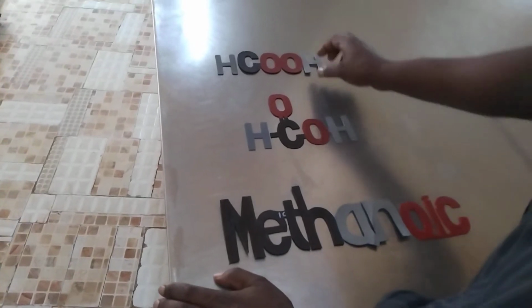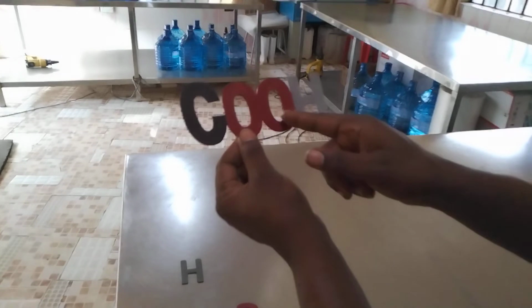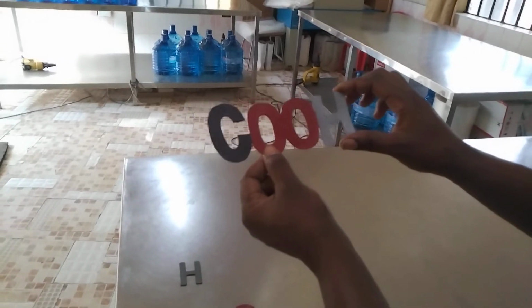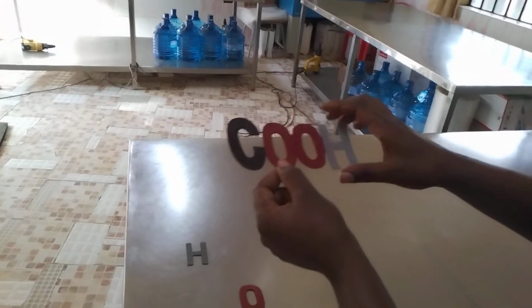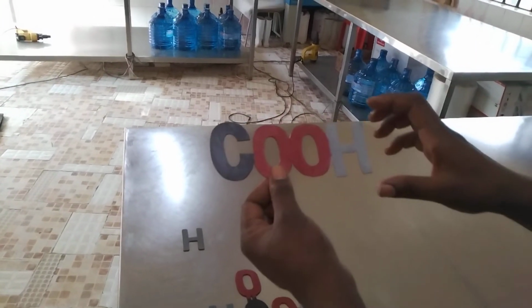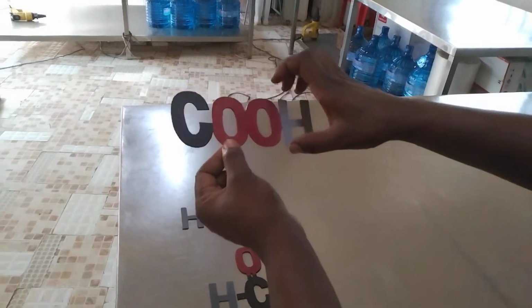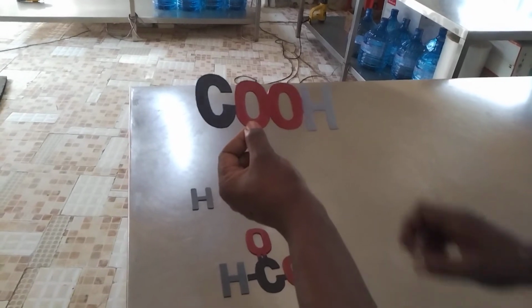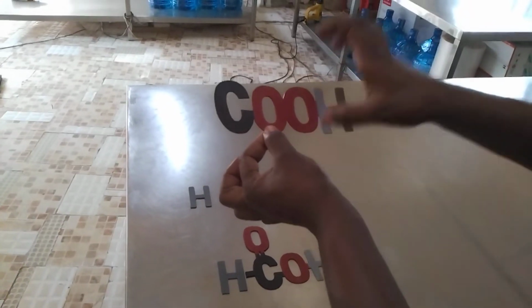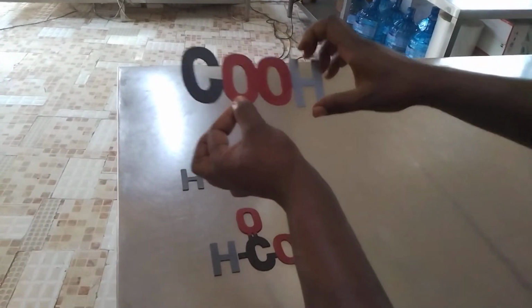Now, this group here, one carbon, two oxygen atoms, and hydrogen, is what we call the carboxylate group. Or, in other words, it is the functional group. When an alkanoic acid is involved in a chemical reaction, this is where the action takes place. Remember, in a chemical reaction we have some action.